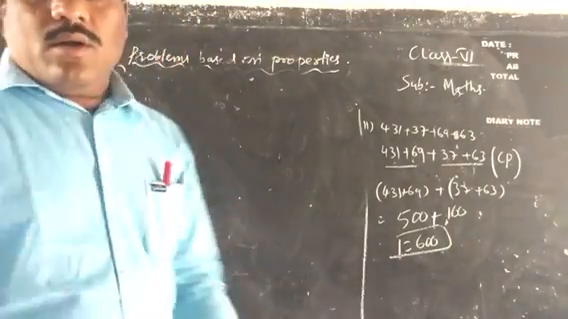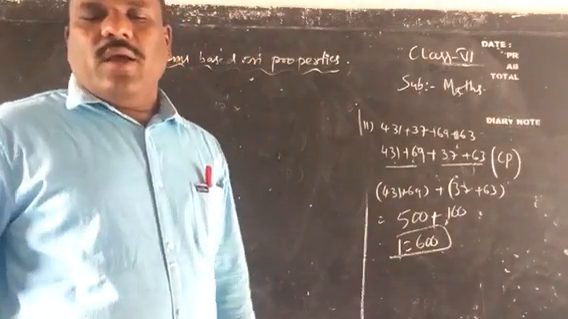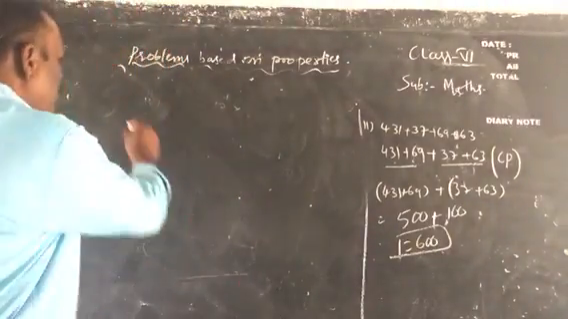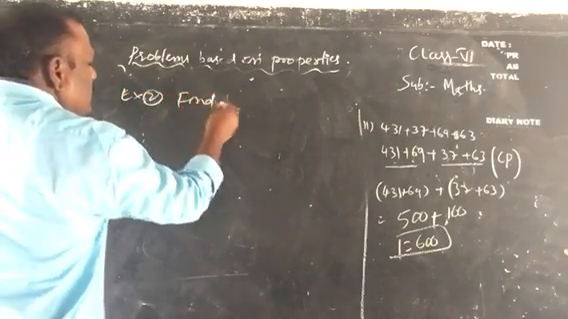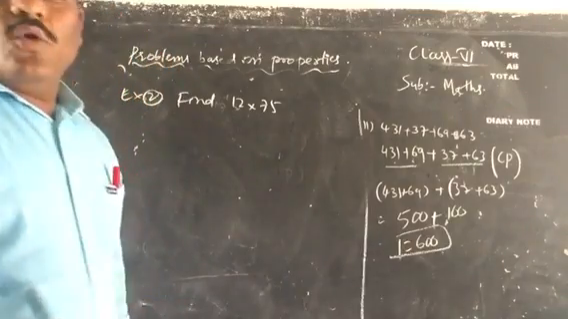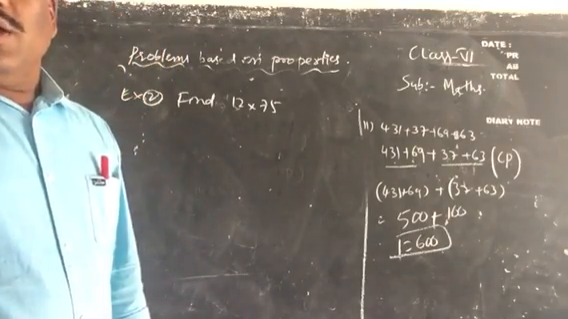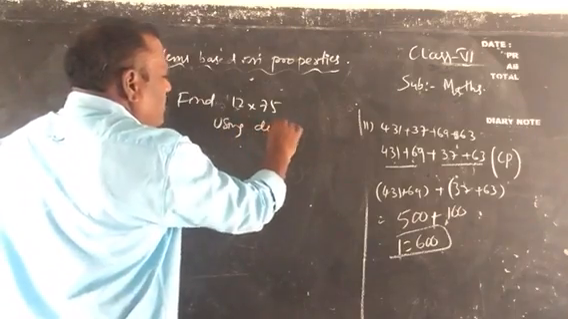Now, children, one more question. Find 12 into 75 using distributive property. Example 2, children. Find 12 into 75 using distributive property.